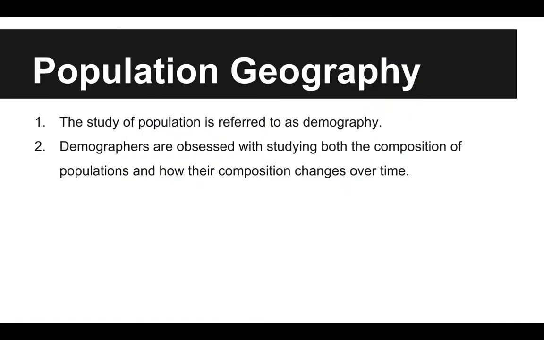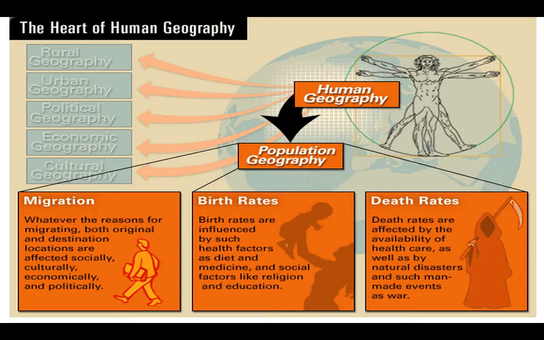Next, we've got population geography. Population geographers are demographers, and the study of population is referred to as demography. Demographers are obsessed with studying both the composition of populations and how their composition changes over time. They look at stuff like migration. What are the reasons for migration? What are the pushes and pulls that are causing people to migrate?